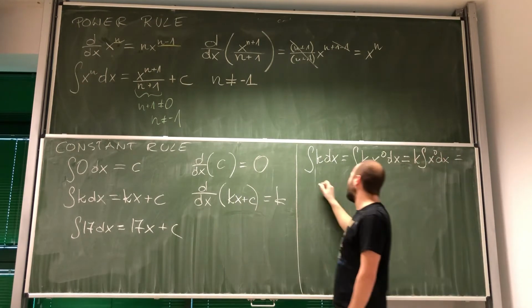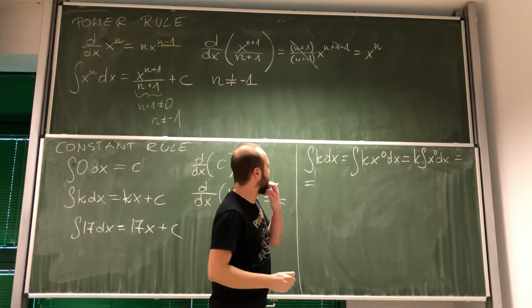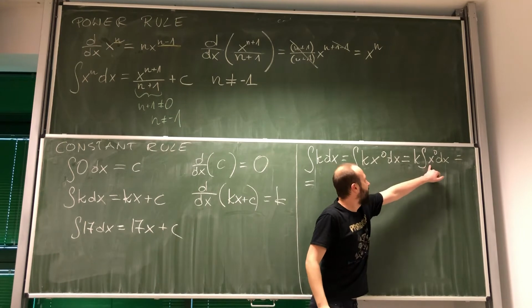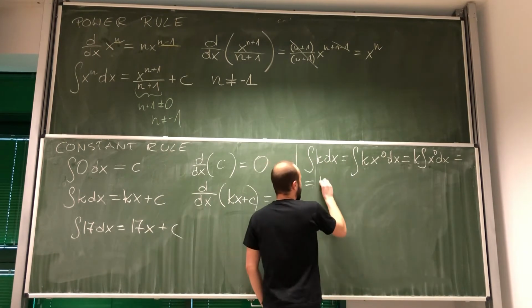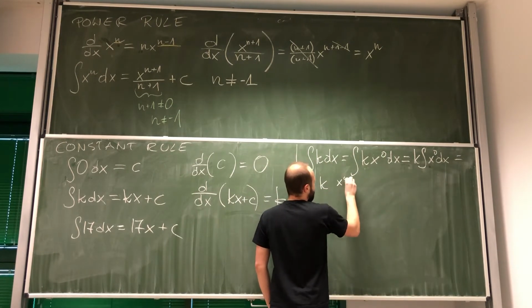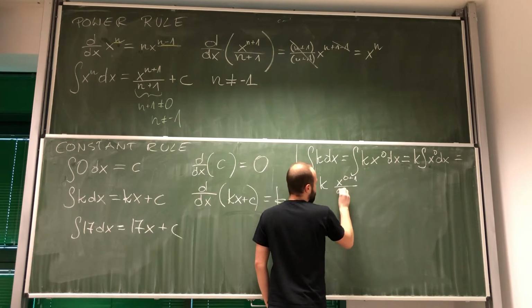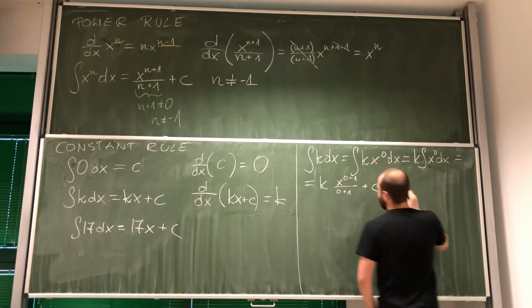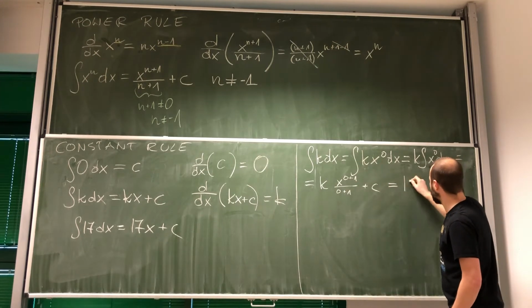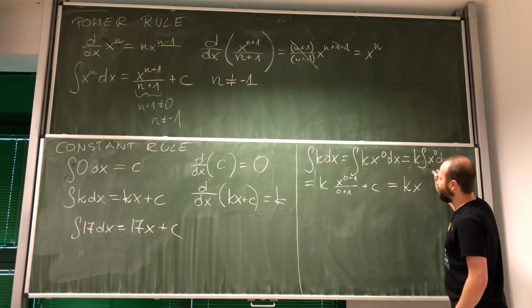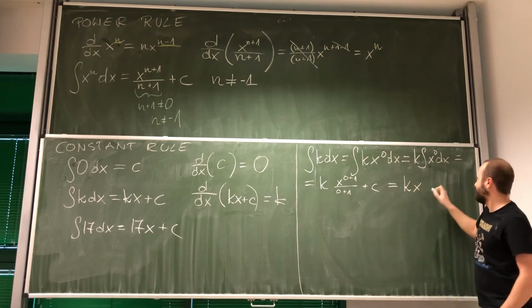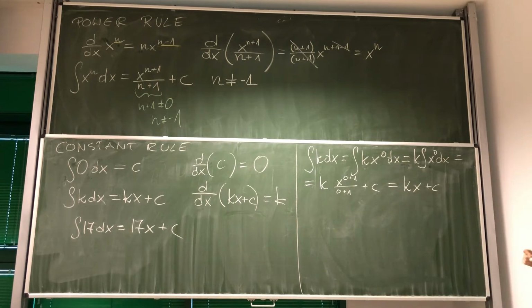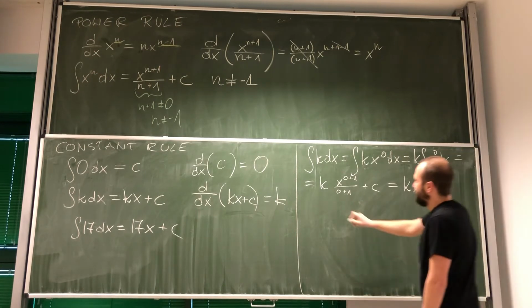I'm going to actually prove it, but that doesn't really matter. Okay, so look, how would it work over here? We would have k times x to the power 0 plus 1 divided by 0 plus 1 plus c, which would give us k times x to the power of 1 divided by 1 plus c. So, as you see, exactly the same result.